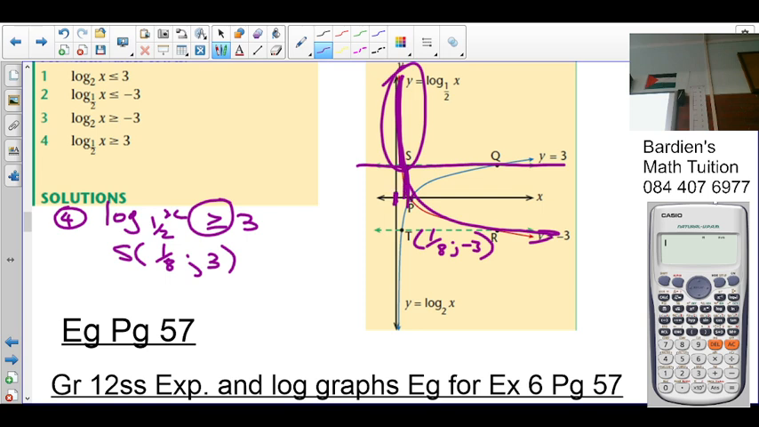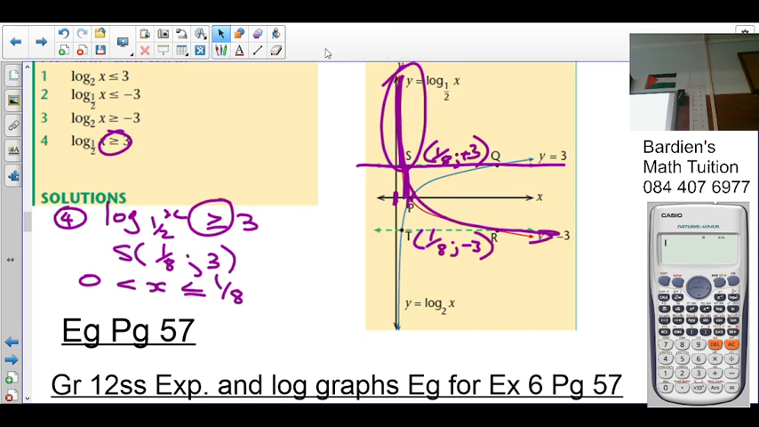So as I explained, it's between 0 and this S value. And the S value, of course, that x is going to be 1 over 8. So x has to be greater than 0, but less than or equal to an eighth. Now coming back to the equal sign. Can it be equal at the 0? No. Why not? Asymptote. Can it be equal at the 1 over 8? Yes. So the graph is equal to 3 at that point.